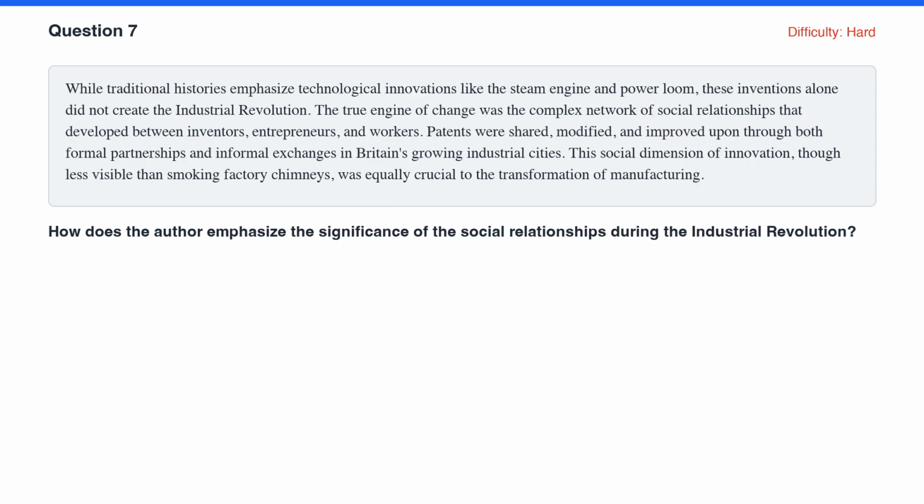Question 7 of 25. Staying in hard territory. This passage is titled An Essay on the Social Foundations of the Industrial Revolution. The question asks how the author emphasizes the significance of the social relationships that shaped the Industrial Revolution. The passage opens by acknowledging familiar inventions like the steam engine and power loom, then pivots to argue that the real driver of change was the network connecting inventors, entrepreneurs, and workers.